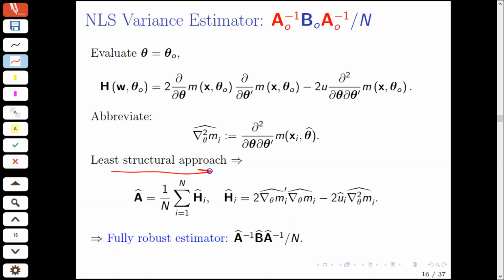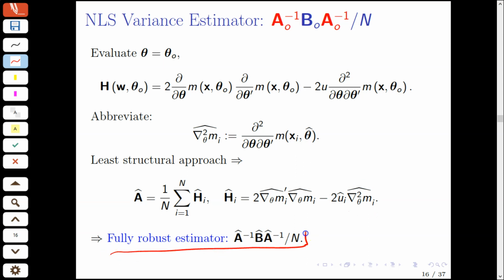Then our least structural approach for obtaining an estimator of A0 yields the following estimator. It is the average of our estimates of the Hessian contribution, where our estimate of the ith Hessian contribution is 2 times the outer product of our gradients, or estimates of the gradient of m for the ith individual, which are intended to estimate this part, minus 2 times the nonlinear least squares residuals, multiplied by our estimate of the ith m Hessian contribution.